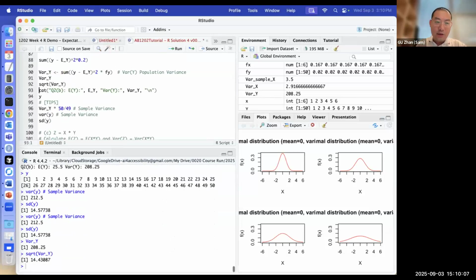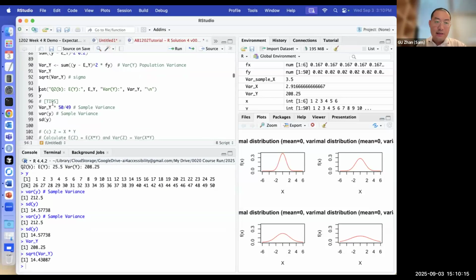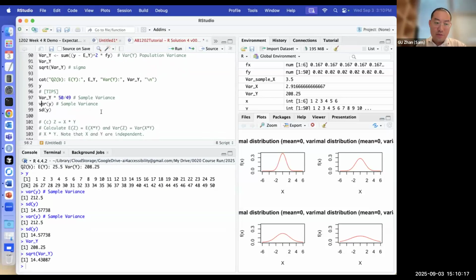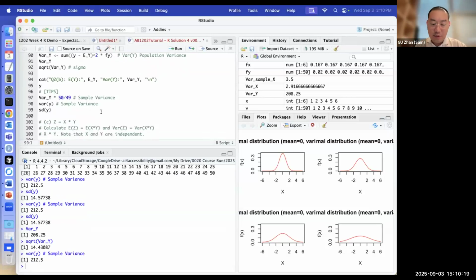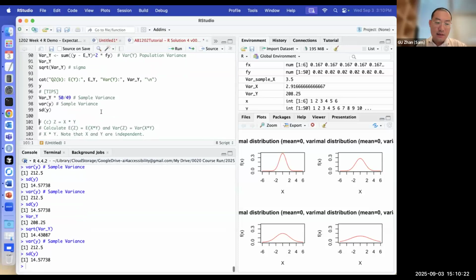So this is the population standard deviation, sigma, which is 14.43. Then let's say you are using the sample variance, variance y. The standard deviation of the sample is 14.57, which is slightly larger than the population one.